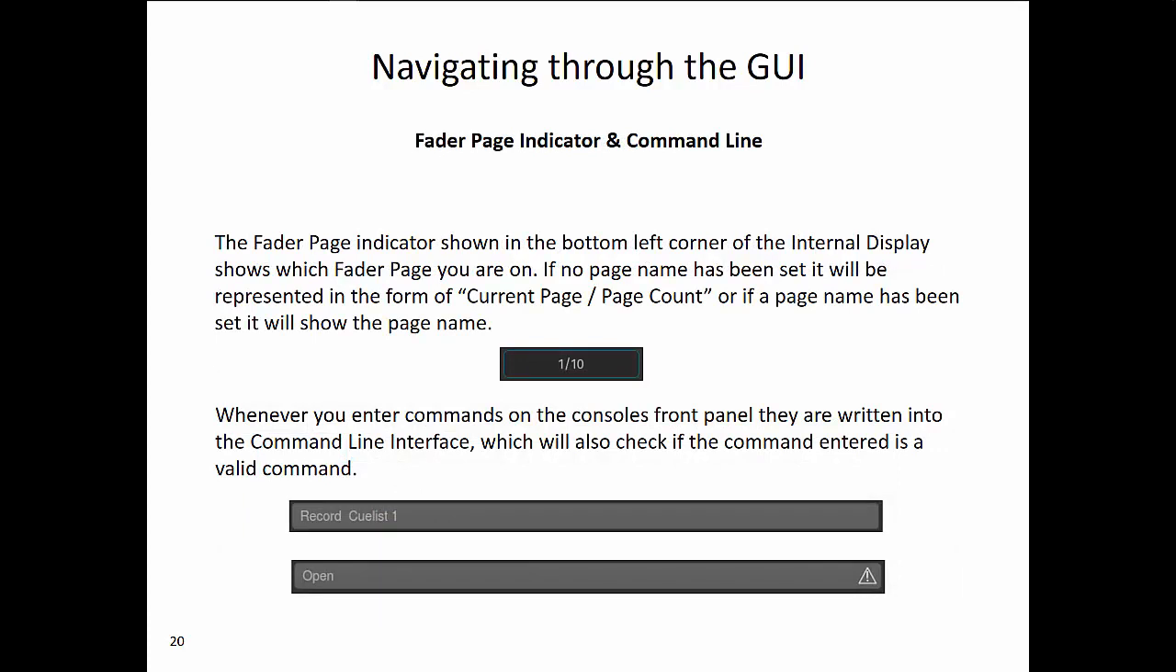Fader page indicators and the command line. The fader page indicator shown in the bottom left corner of the internal touchscreen display shows which fader page you are on. If no page name has been set, it will be represented in the form of current page/page count. Or if a page name has been set, it will show that name.